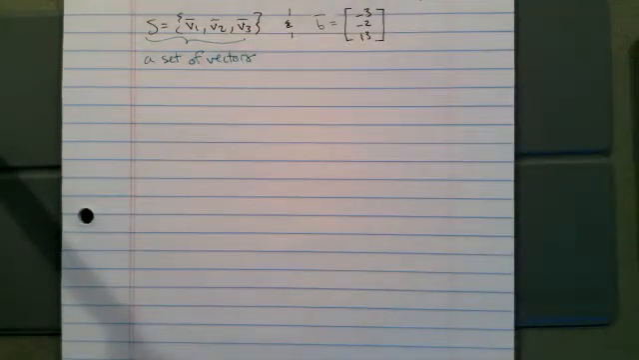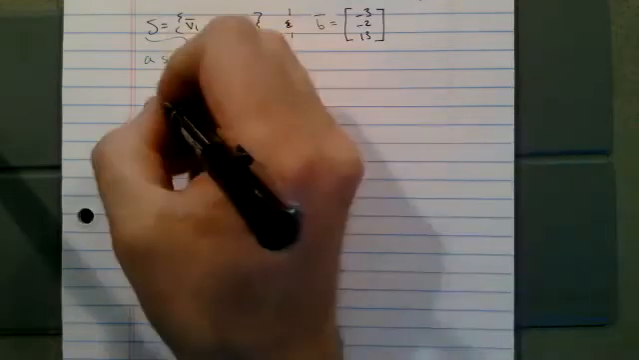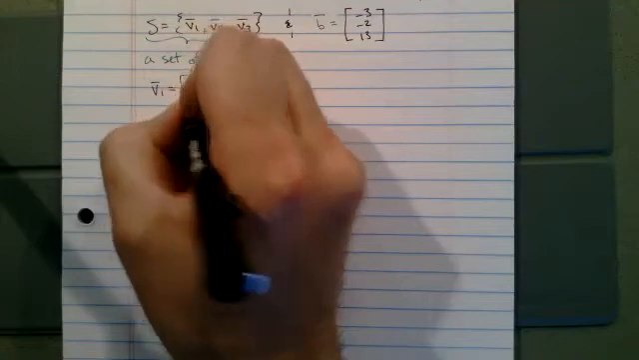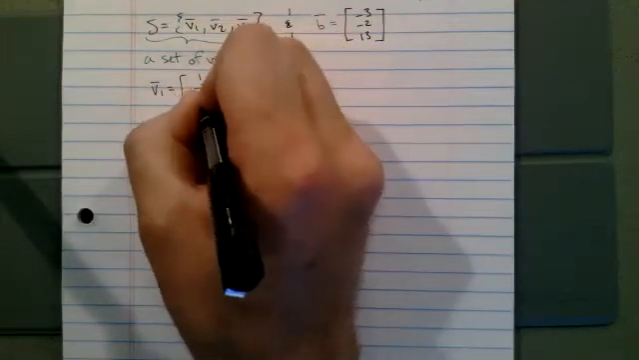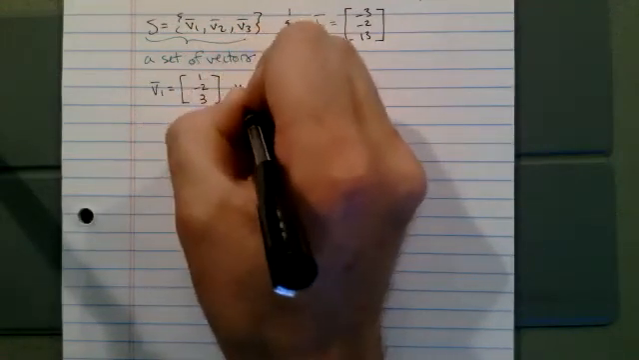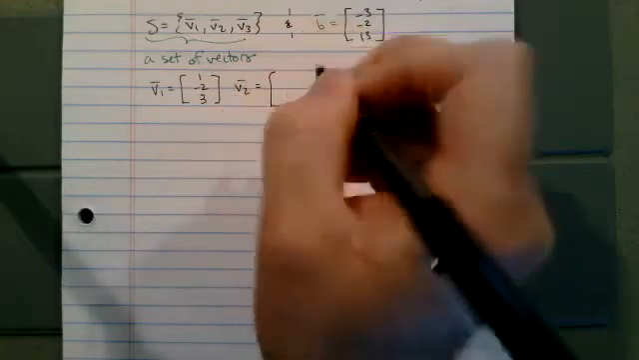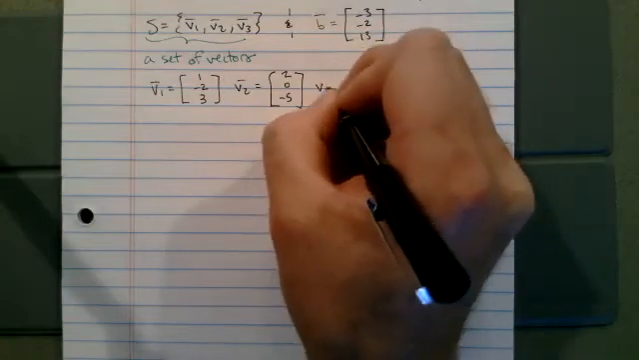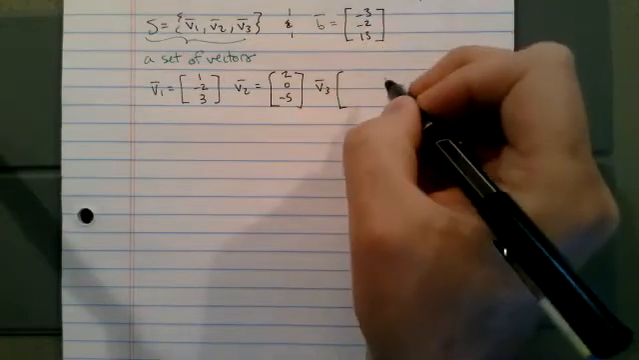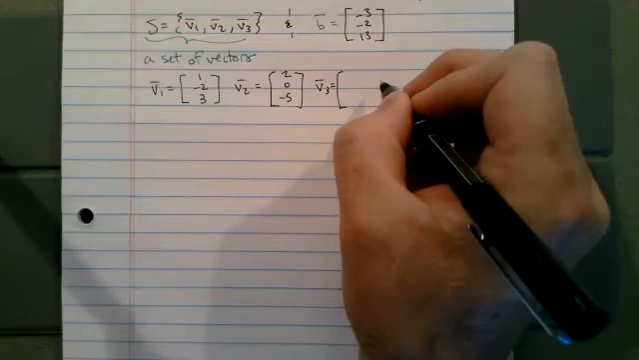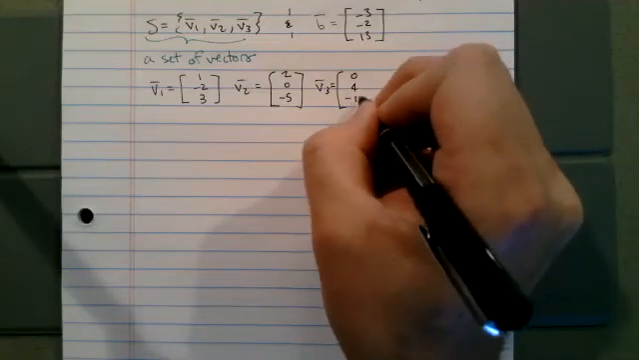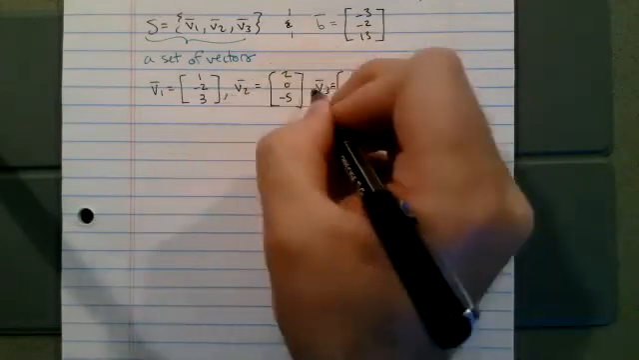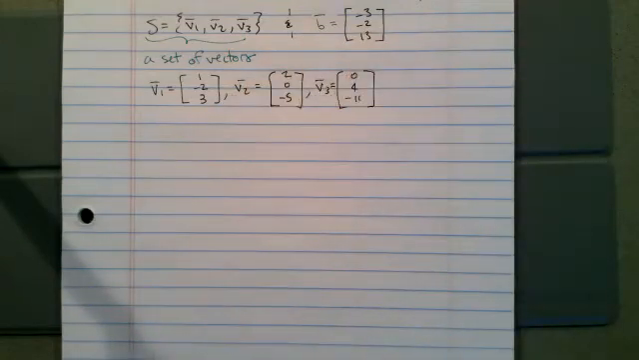So we should also write down what v1, v2, v3 are. I should have just written them down here. So v1 is 1, negative 2, 3. v2 is the vector 2, 0, negative 5, and v3 is the vector 0, 4, negative 11. So we've got this set of vectors, and then a fourth vector, b.